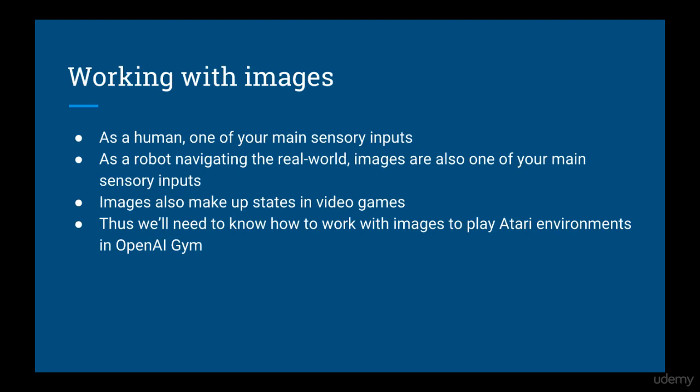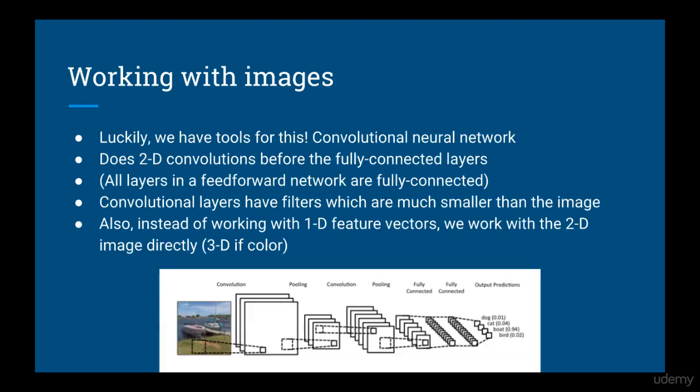Working with images is important. As a human, it's one of your main sensory inputs. As a robot trying to navigate the real world, images are also one of your main sensory inputs. Images also happen to be what the states are made up of in video games, and so we'll need to know how to work with images in order to train agents that can play Atari games from OpenAI Gym. Luckily, we have special techniques designed just for working with images.